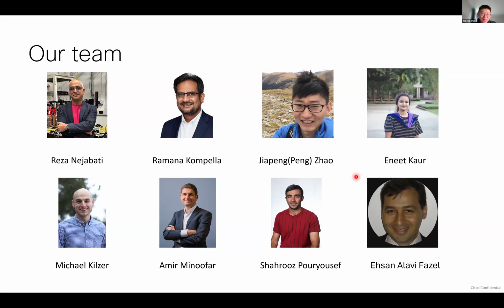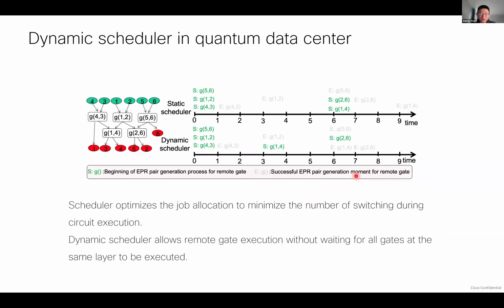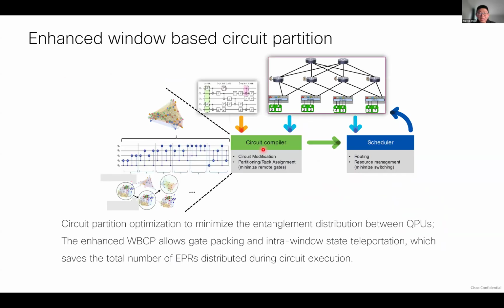I wonder, maybe this is a question, how much of the work, hardware for example, has already been implemented, or how much is your vision or plan? Oh, okay. So let's go back to the previous slide. For the software part, for example, the dynamic scheduler and the circuit partition, we already have the paper published on arXiv.